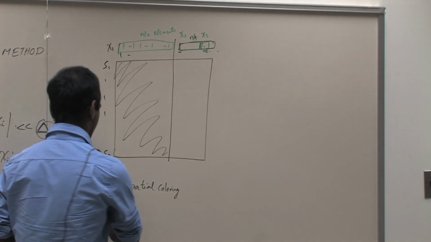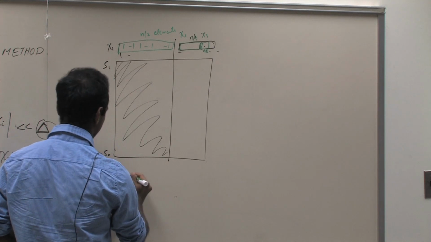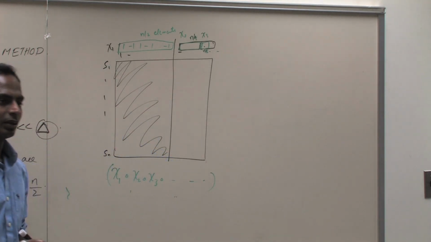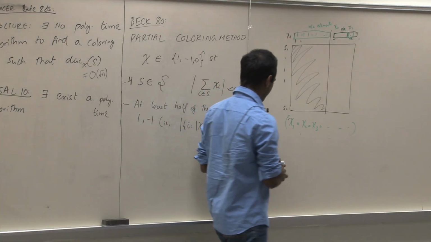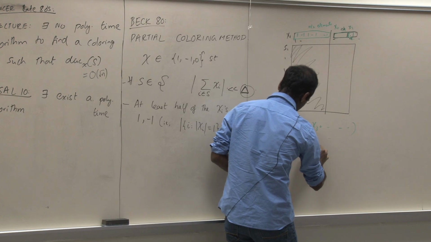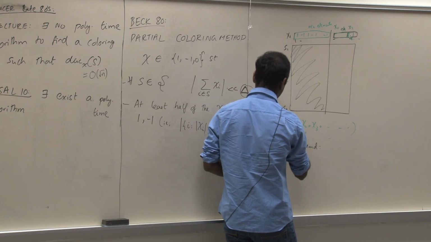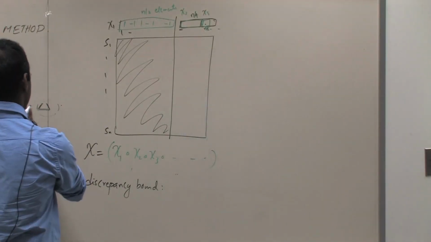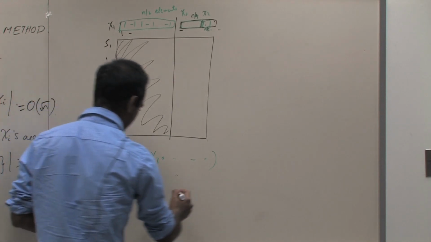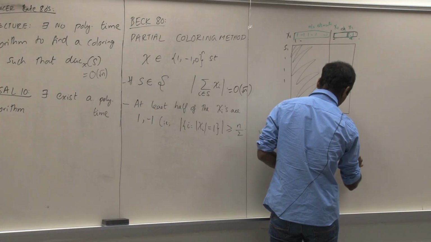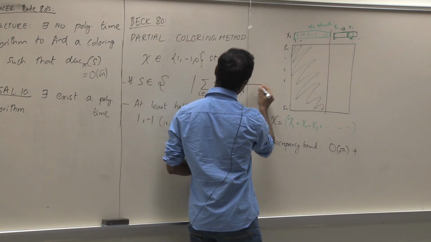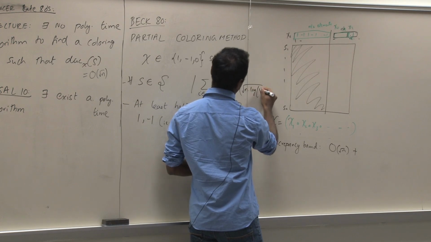So what does this give us? The final coloring will be like, you'll take chi1, concatenate with chi2, and so on. But what's the discrepancy bound you're going to get? Initially we are going to shoot for a bound of square root of n. And more generally what we'll aim for is square root of n times log of m over n.